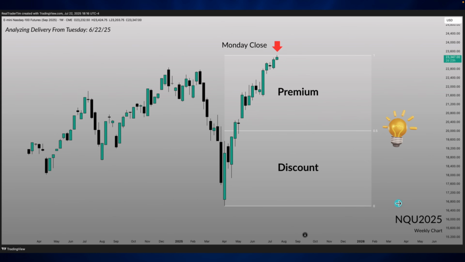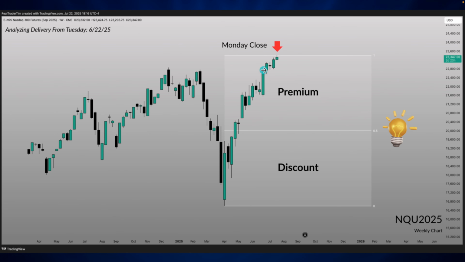So this is NASDAQ NQU 2025. We're utilizing, of course, the September contracts, and this is the weekly time frame. Okay, now as you can see here, looking at this weekly chart, I want to look at what it looked like after yesterday's or Monday's close. Okay, but in the upper left-hand corner here, you can see we're going to be analyzing delivery from Tuesday. Okay, and if you guys are watching in this week, when this video is released, 6/22/25. Okay, so you guys probably recall some of this price delivery. All right, but we're going to break down delivery from this day just so we're clear.